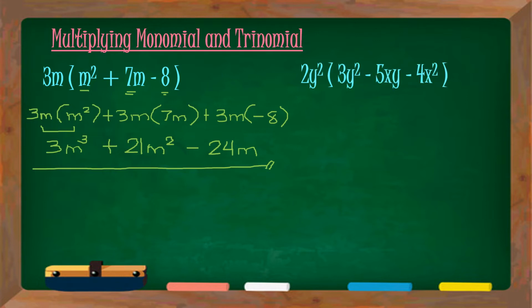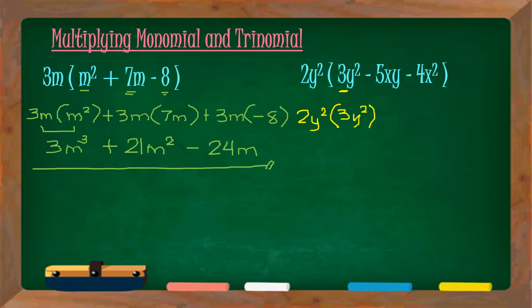Okay, another example. So, we have 2y squared times the trinomial 3y squared minus 5xy minus 4x squared. Okay, so let's distribute the monomial. So, we have 2y squared times the first term of the trinomial, 3y squared.